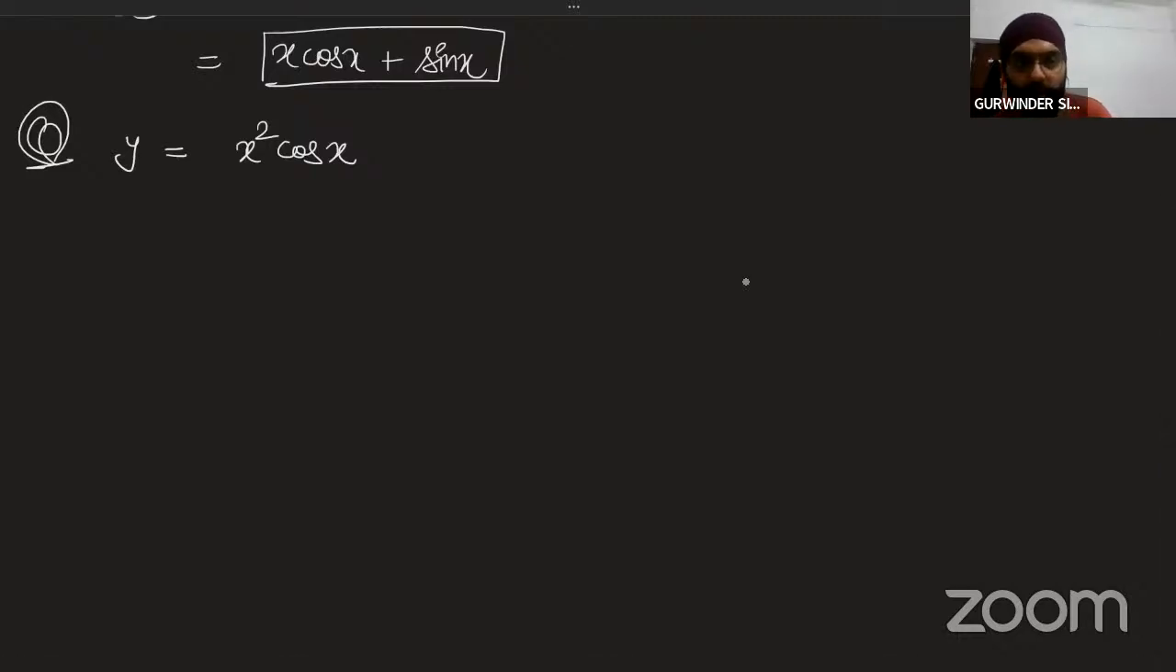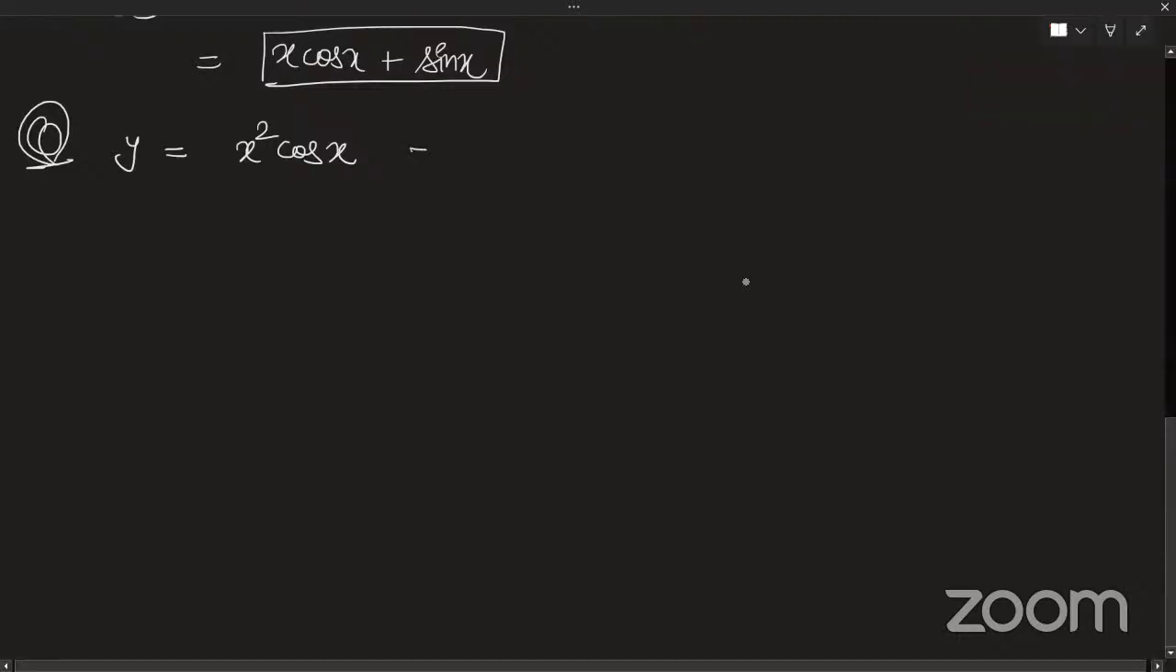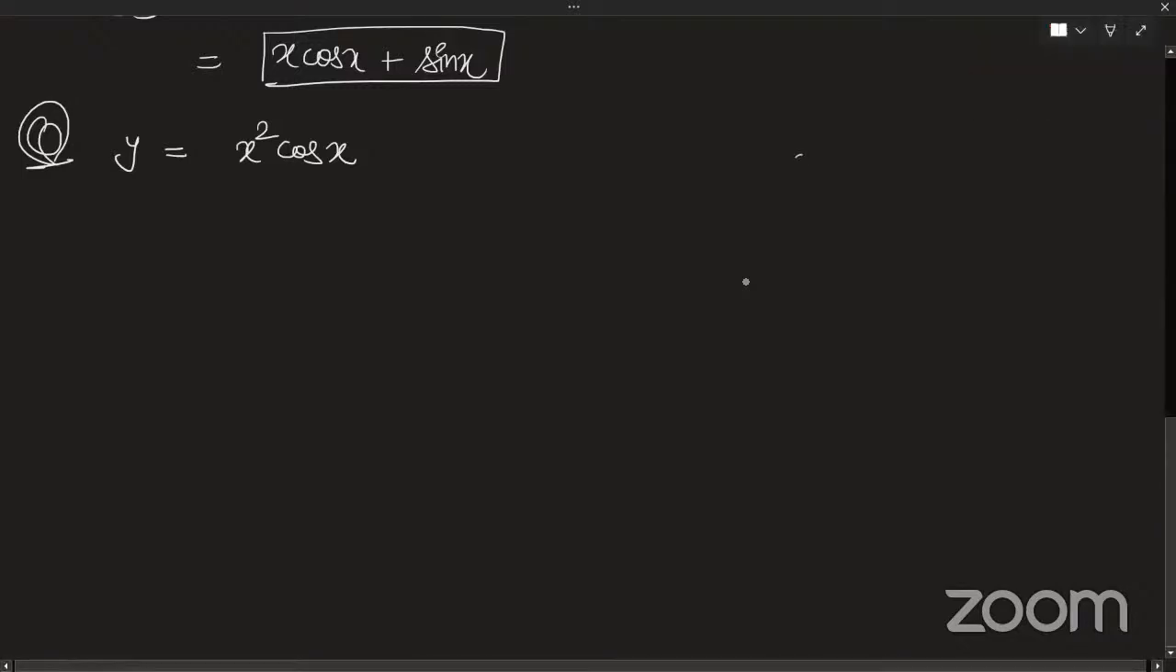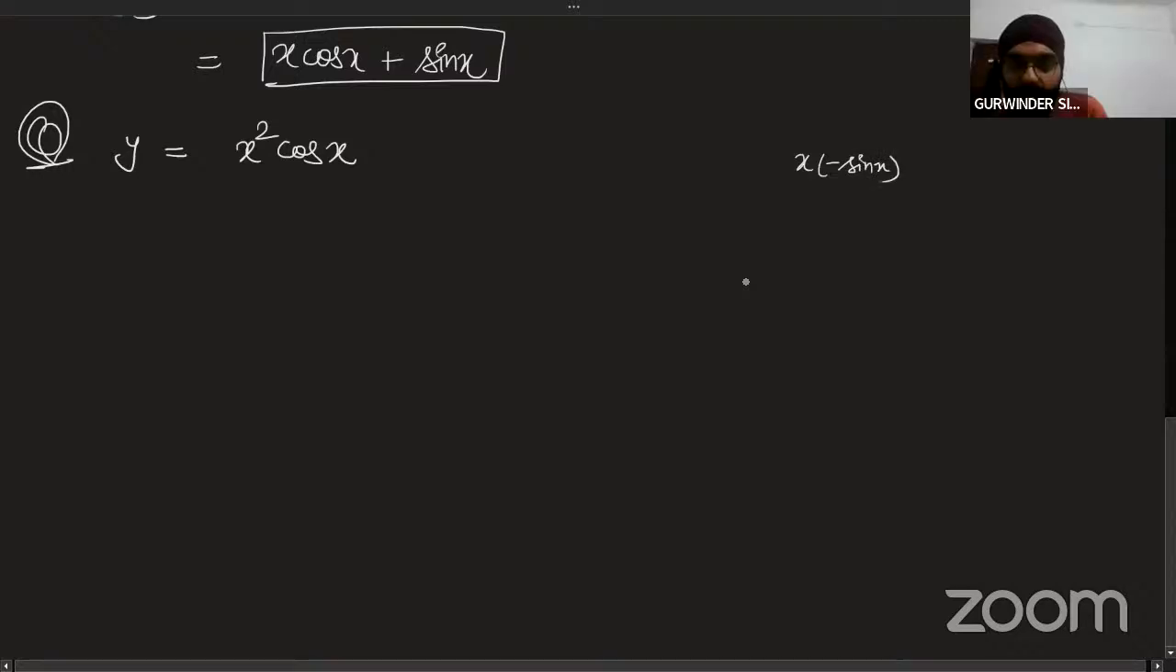Same method, yaar, same method. Okay. X into minus sin x. Sorry, can you please repeat? X into minus sin x. Okay, that's it.